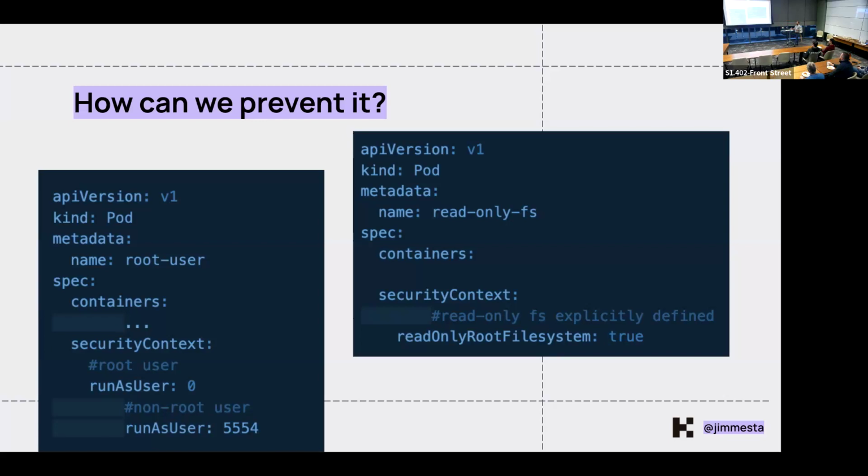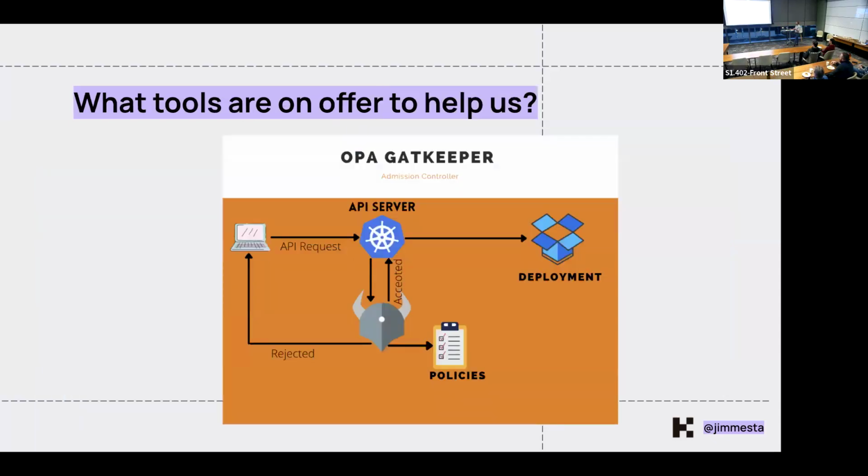So that is what we mean when we talk about workload misconfiguration. Here you can see we have running as a root user versus a non-root user, and explicitly setting a read-only root file system. Those are just some examples. So how do we fix this?